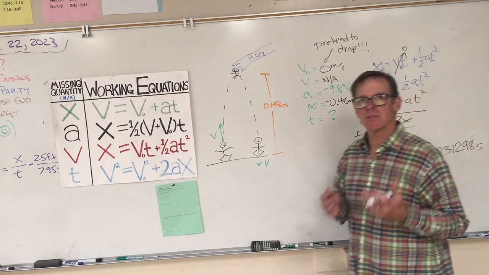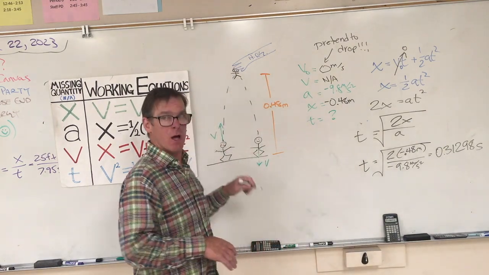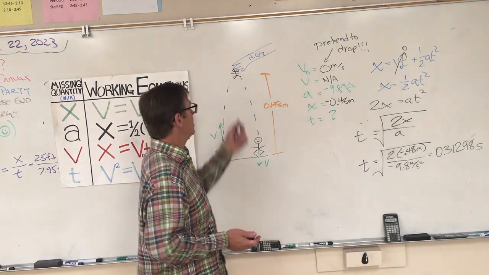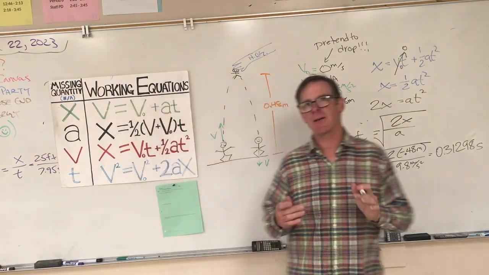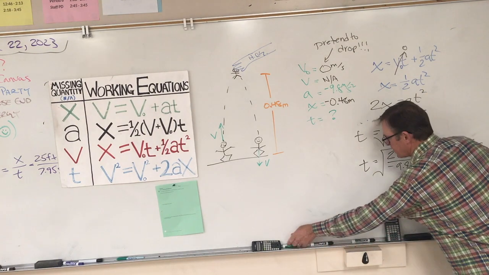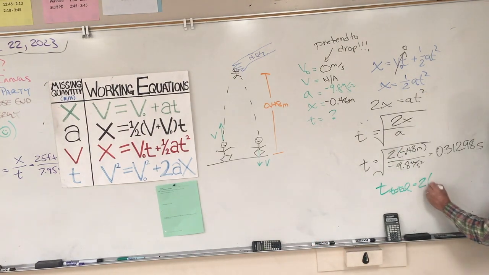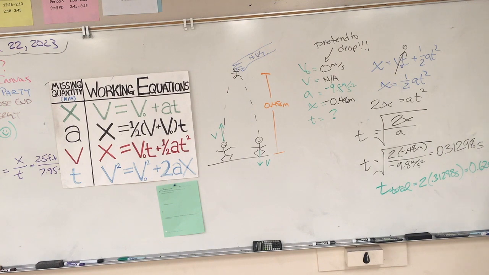Is that the answer to the question? Well, no. The question was, how long is the child in the air for the whole up and down path? We just found the time from the top down. So this is half the total time that the child was in the air. So the total time is 2 times that number. And I'm going to round that off to 0.63 and call it a day.